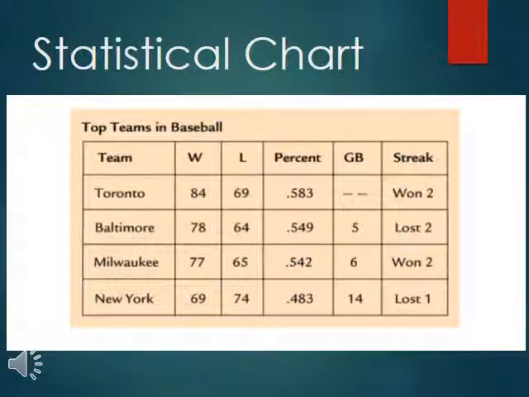Another type of chart is the statistical chart. When you use this type of chart, explain it well. Your audience, for example, might not know that GB in a baseball chart stands for games behind the leader. So in this chart, Toronto is in the lead and has no GB in that particular box.